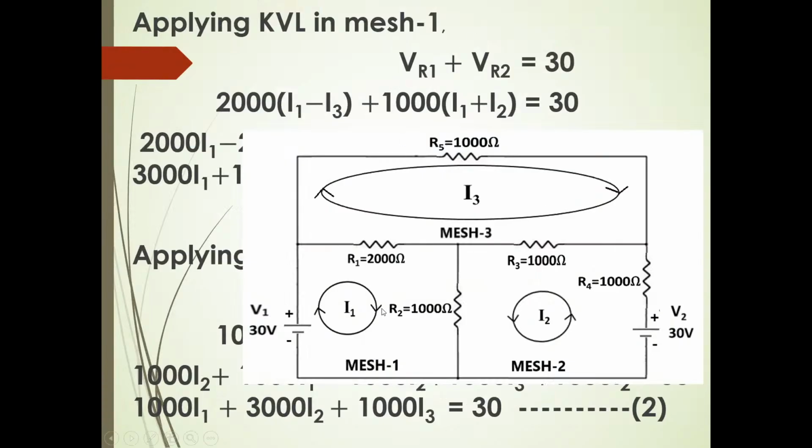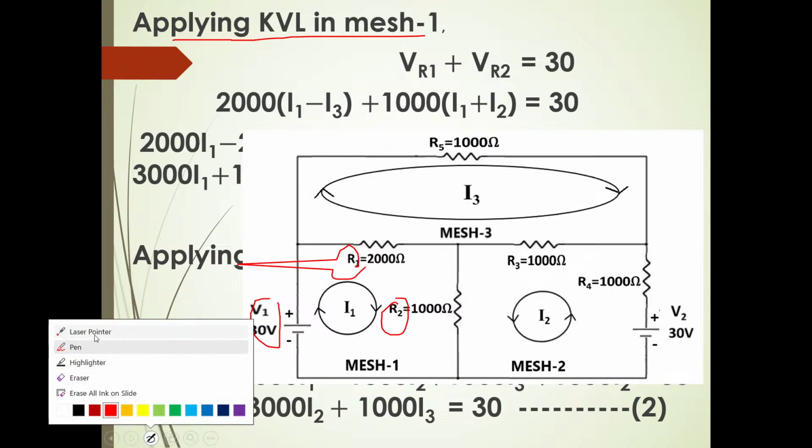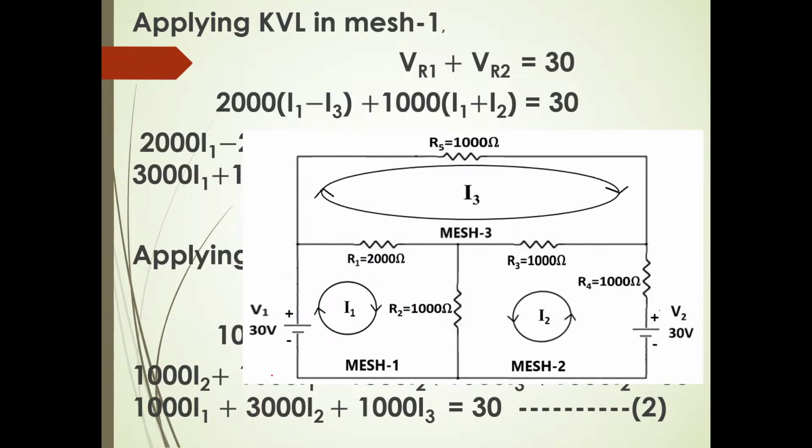So if you see here, we are applying KVL in mesh 1. In mesh 1, V1 is there, R1 is there and R2 is there. So when we apply KVL, we know that the algebraic sum of source voltages in a closed path must be equal to the algebraic sum of the voltage drops in the closed path. So this is our closed path. This is a mesh. In mesh 1, how many sources are there? Only one source.